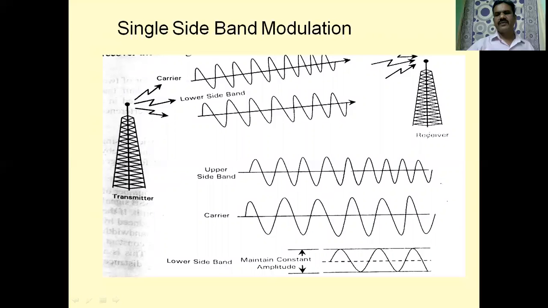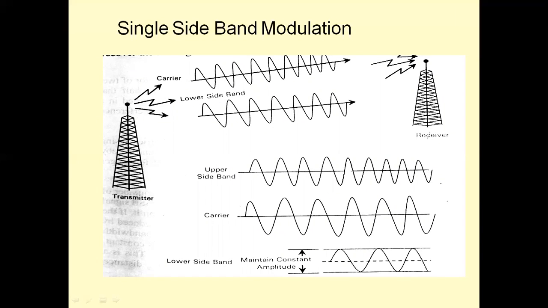The main advantage of going for single sideband modulation is that we are transmitting only one sideband. The carrier is suppressed, the lower sideband is suppressed, and we are transmitting the upper sideband. Due to that, there is greater signal power transmission. Not only that, the bandwidth is reduced and there is much power saving. When the bandwidth is reduced, we can accommodate more channels, and hence SSB is preferred over AM and DSBSC modulation schemes.